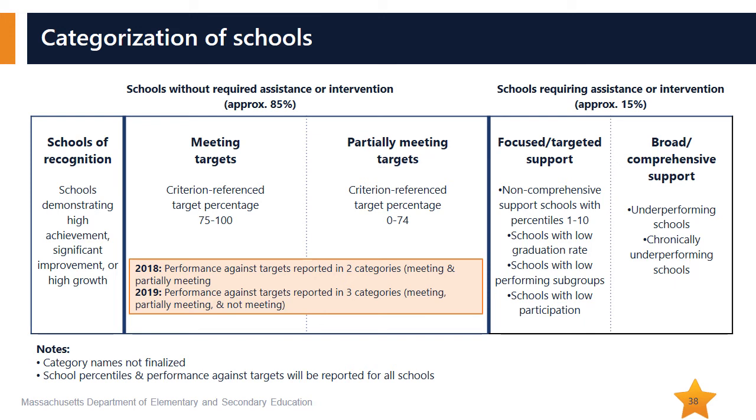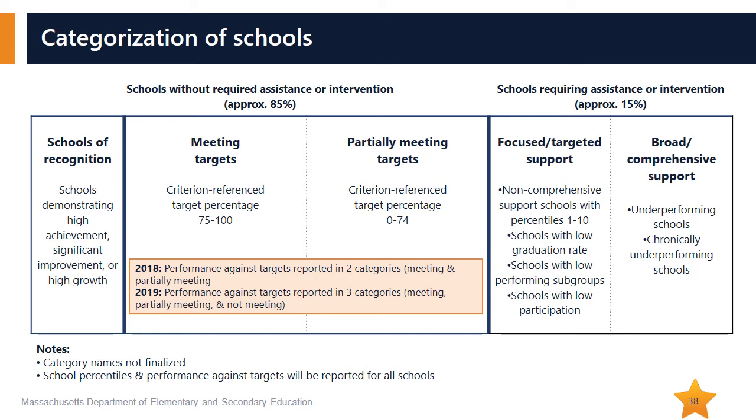Second, any school with a low graduation rate, that is, a school that graduates less than 66.7% of its students, will be identified as needing focused or targeted support. This graduation requirement is written into ESSA, and therefore states must include it in the system.